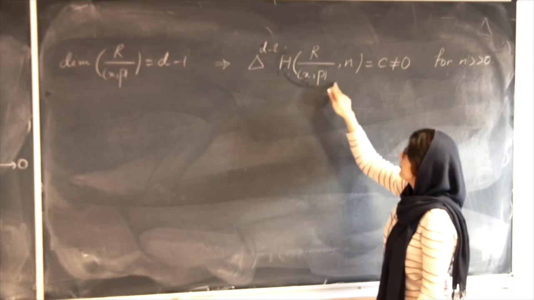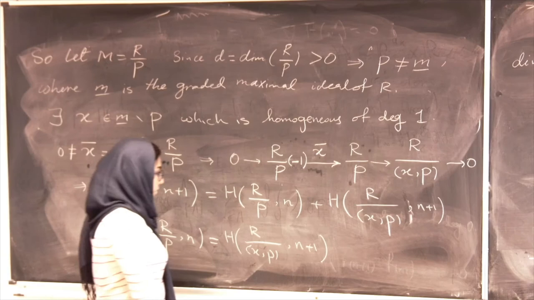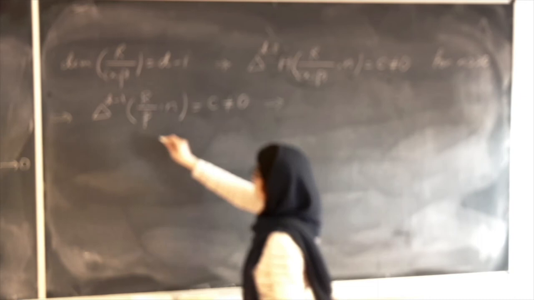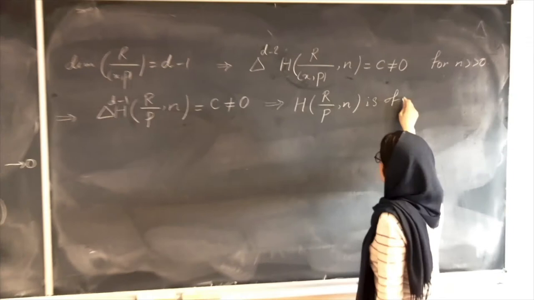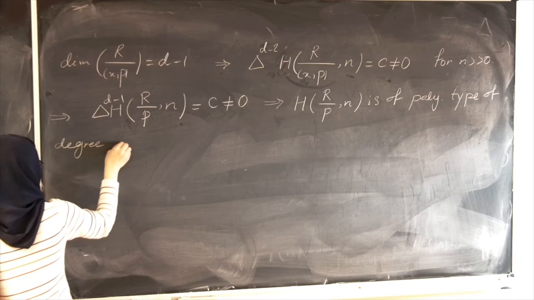So if in this equality I apply delta d minus 2 to both sides, I will get delta d minus 1 of R mod p and n is equal to delta d minus 2 of this. So this is equal to c, which is non-zero. And again, applying the lemma, we get that h of R mod p and n is of polynomial type of degree d minus 1. And this is what we are looking for.